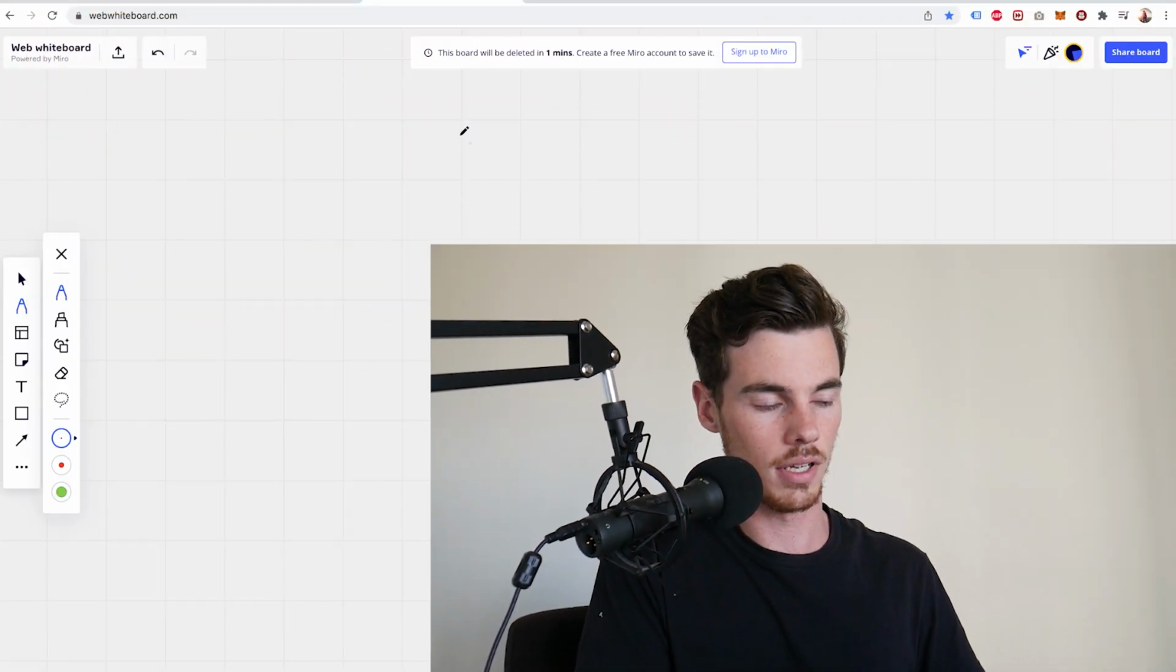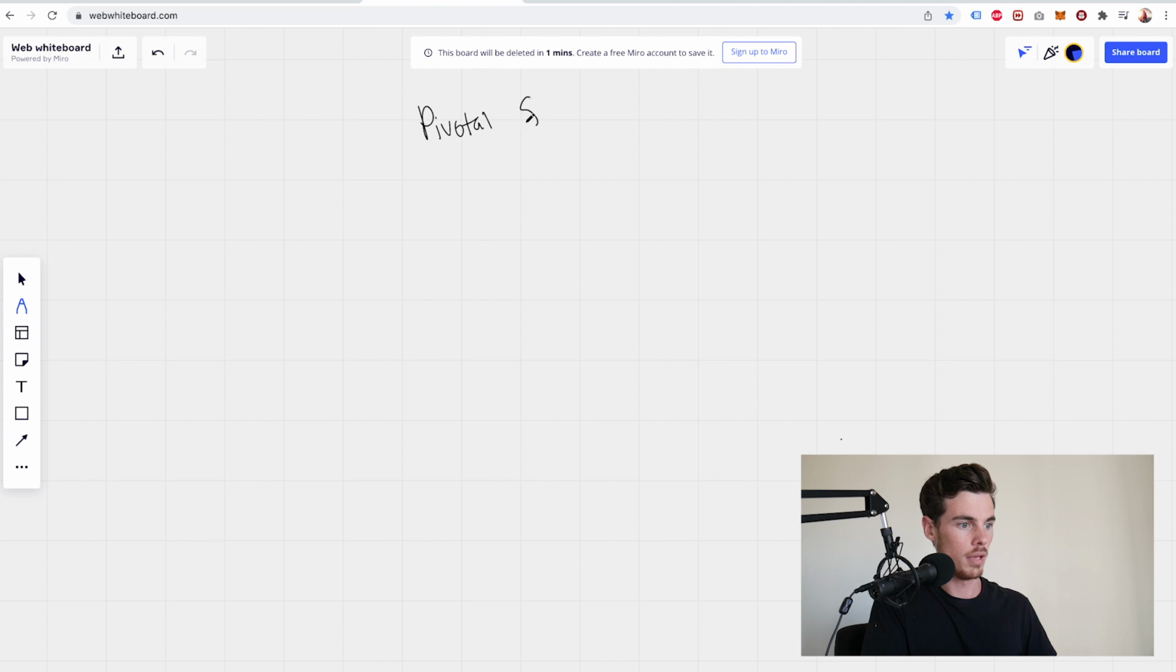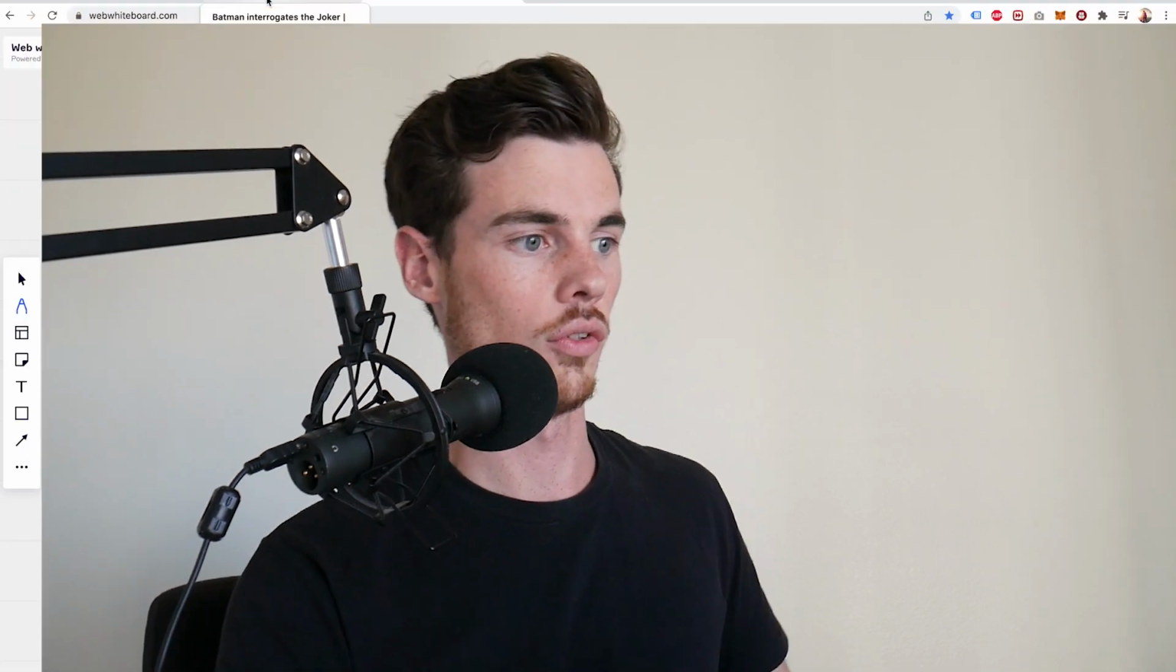So last time, again, like I told you, we looked at regular scenes. Today, we're going to be looking at pivotal scenes. In a pivotal scene, you are likely going to have all three levels of stakes: external, internal, and philosophical, all interacting with each other in your particular scene. So I want to look at two scenes here.